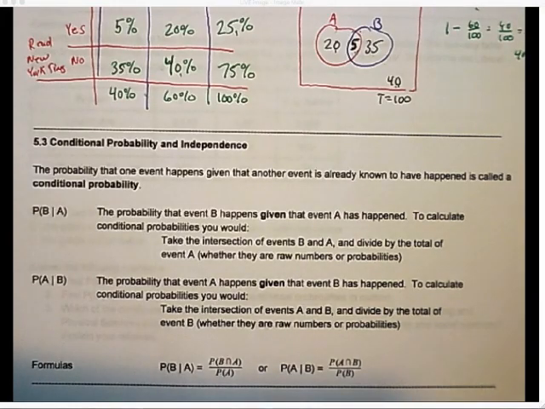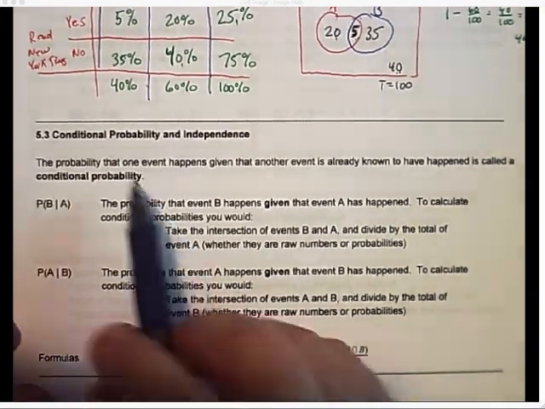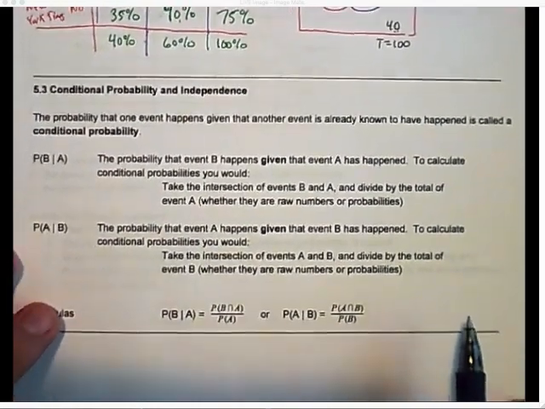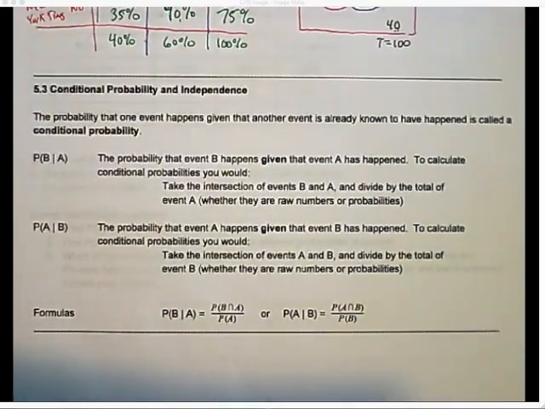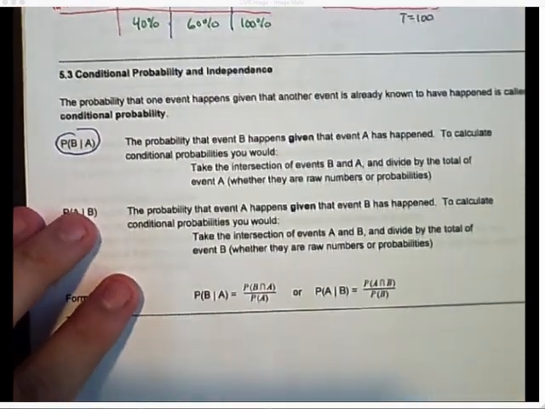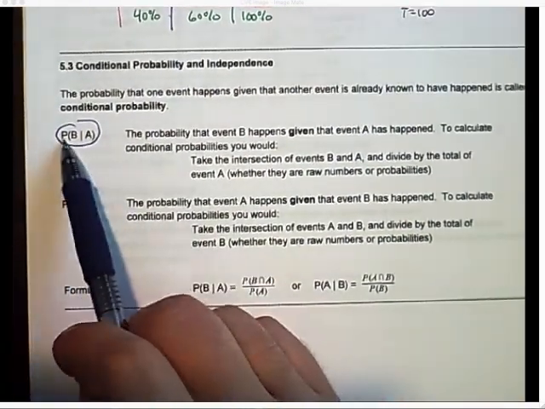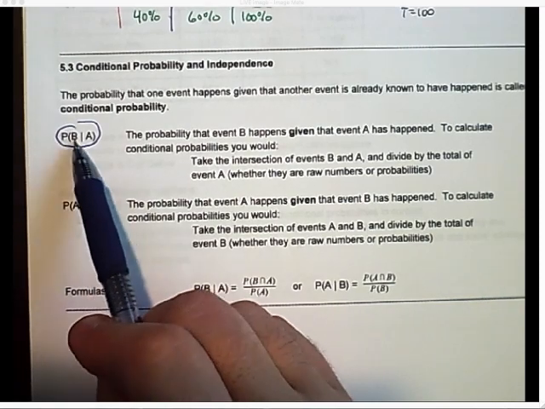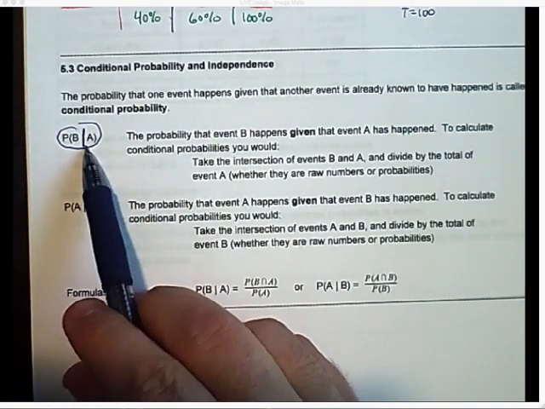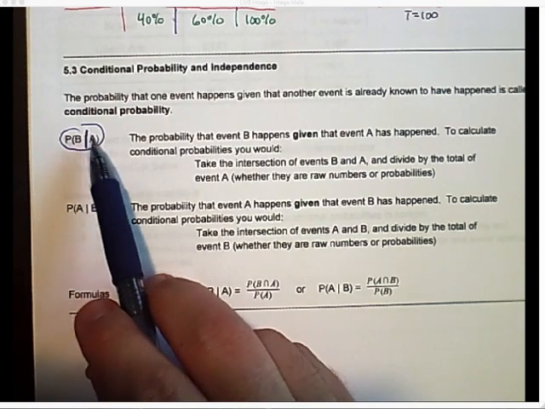Well, this is section 5.3, conditional probability and independence. All right, so it says the probability that one event happens given that another event is already known to have happened is called a conditional probability. So when we see this notation, we read this as the probability of B, then you have a straight up and down bar, that's a given, so probability of B given A.